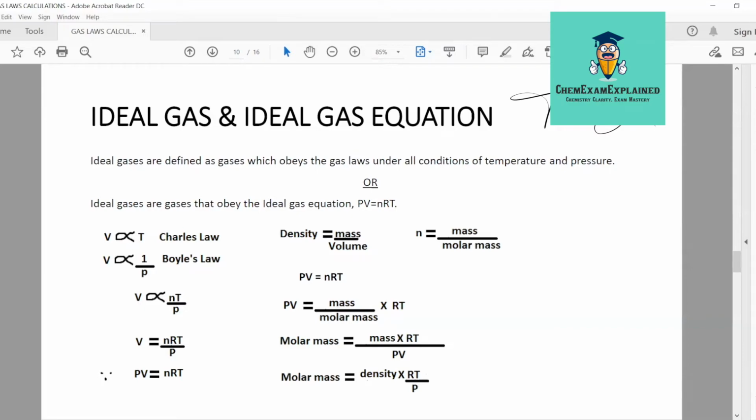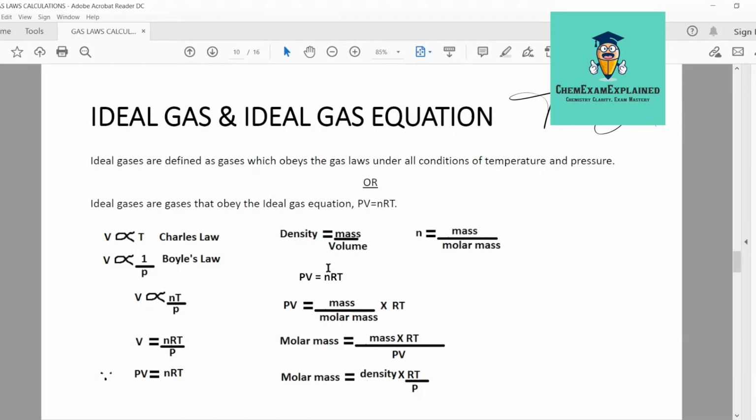Now we're focusing on the ideal gas equation. We must recall how it was derived from both Charles' law and Boyle's law. If you do the revision, you'll see that once we combine both Charles' law and Boyle's law, we will end up with the ideal gas equation, which is PV equal nRT. We then showed you how you could use that very same equation to work out molar mass or work out density.